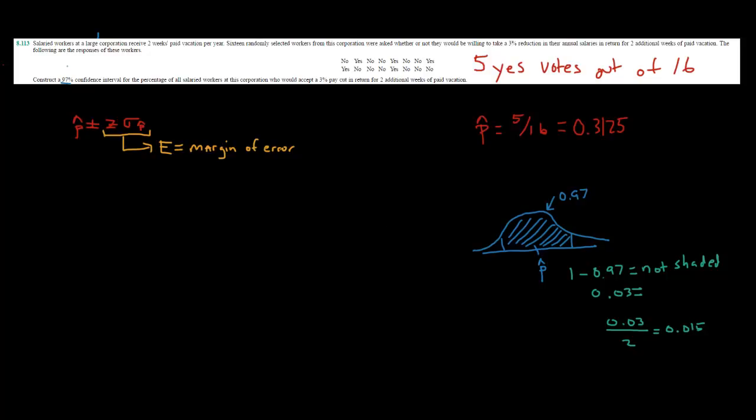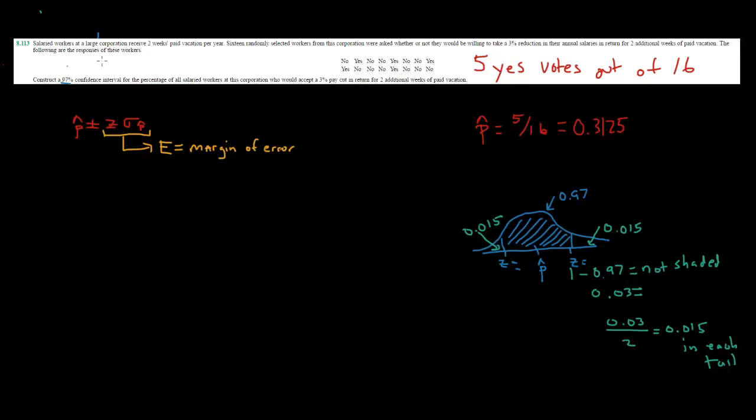Oh, let me fix that. Oh, sorry about that. 0.015 in each tail. So right there is 0.015. Right there is 0.015. So what we want is to find this z, and find this z.